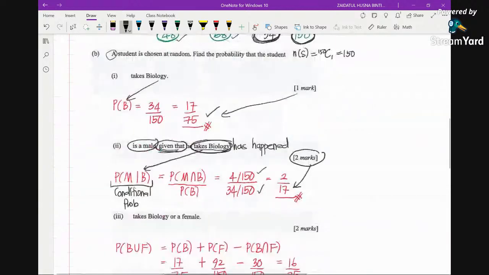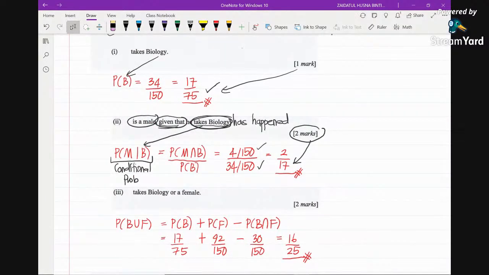Next, the question says, find the probability that the student takes biology or a female. Because of the word "or" here, it means it's a union. In this topic, whenever we come across the word "or", it means union. Biology we denote with letter B, and female we denote with letter F. So we are looking for the probability of B union F. Whenever you have a union of two events, the value cannot be obtained directly from the table.